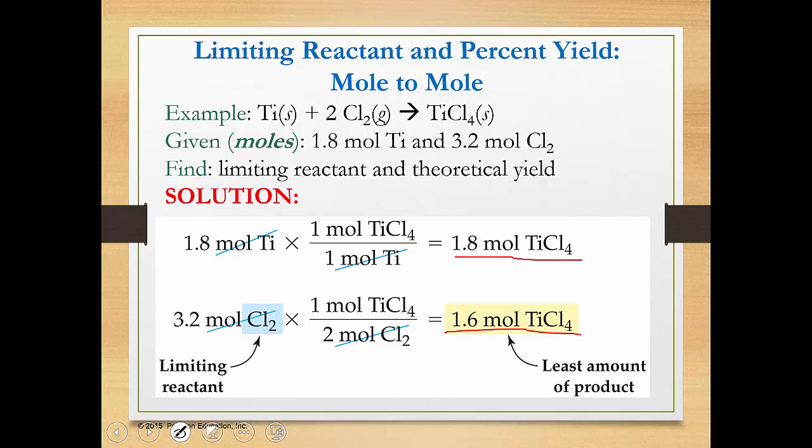So this one, there's extra. I have 1.8 moles here. I only have 1.6 moles of the titanium chloride, so this is the least amount of product. Therefore, the 3.2 moles of chlorine, even though it's a larger number, is my limiting reactant. My chlorine will run out before my titanium, and I'm going to have titanium chloride and a little bit of leftover titanium.